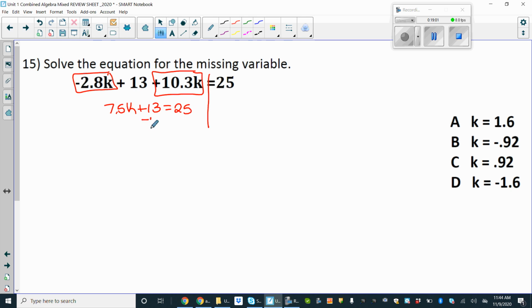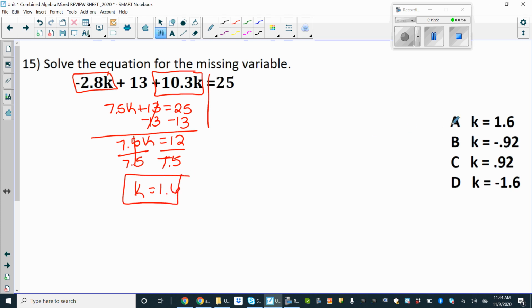We have a two-step equation. Isolate the variable by subtracting 13 on both sides. You're left with 7.5k equals 12. Divide by 7.5 on both sides. And you're left with k equals 1.6, which is answer choice A.